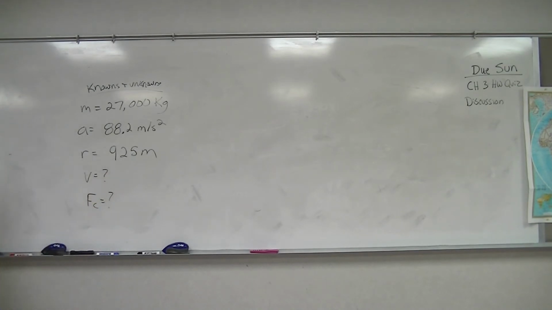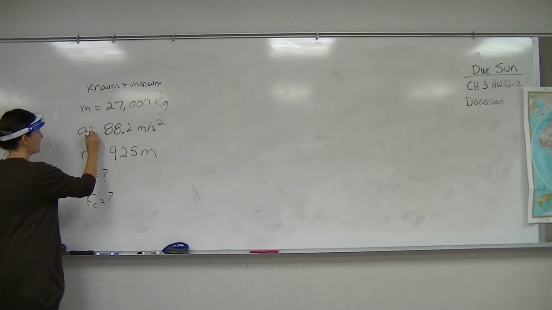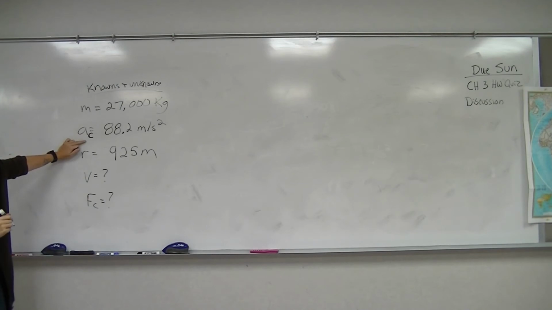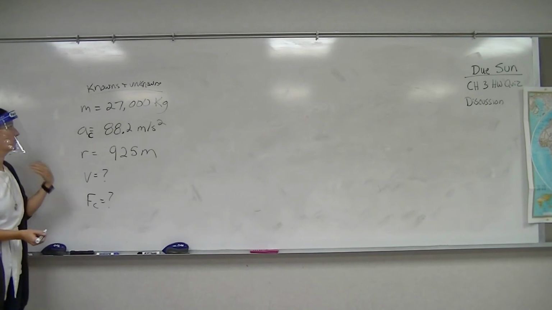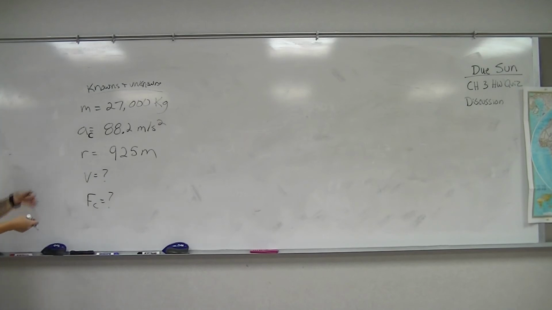All right, so we're doing a couple of things. We have a fighter jet, very large mass, right? Because they're big. We have acceleration, so if it's going around a curve or turning, I forget which, either way, it's centripetal acceleration, so I'm going to add a C to that. If it doesn't tell us this is the centripetal acceleration, we would figure that out based on the fact it's going around a curve, taking a turn, going in a circle. So there's my A sub C. Now the radius is 925, the radius of the curve that fighter jet's going around. And then it asks for velocity and centripetal force.